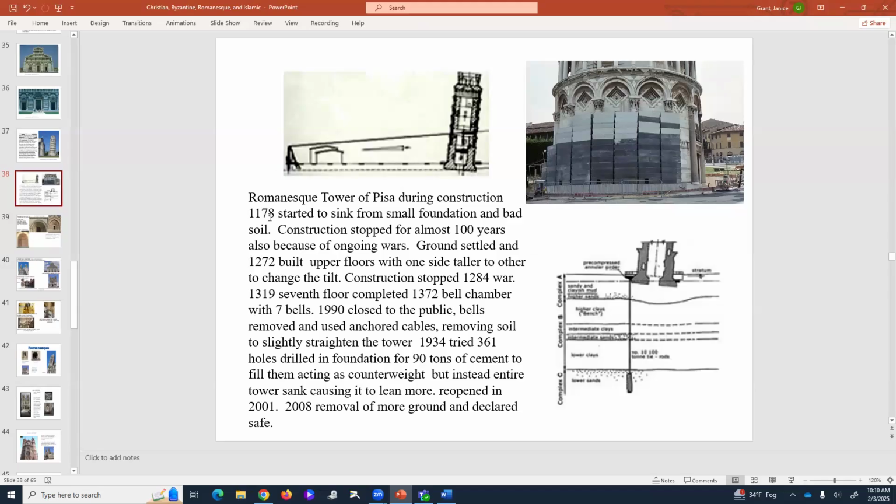During construction in 1178, it started to sink because of a small foundation and bad soil, and construction stopped for almost 100 years, also because of these ongoing wars. The ground settled, and in 1272 they built the upper floors taller on one side to change the tilt. Construction stopped again.